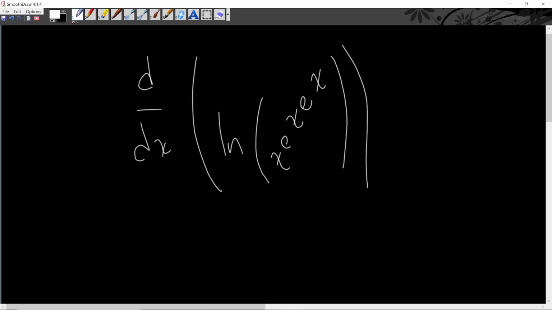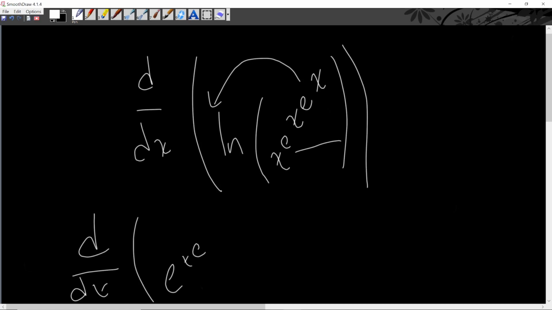So, to simplify, we need to make this come out into the front. ln is a continuous function, so we can use any power of x to the power of something in an ln function, and we can bring that power outward. So this is going to be the derivative with respect to x of e to the power of x to the power of e to the power of x times ln x.